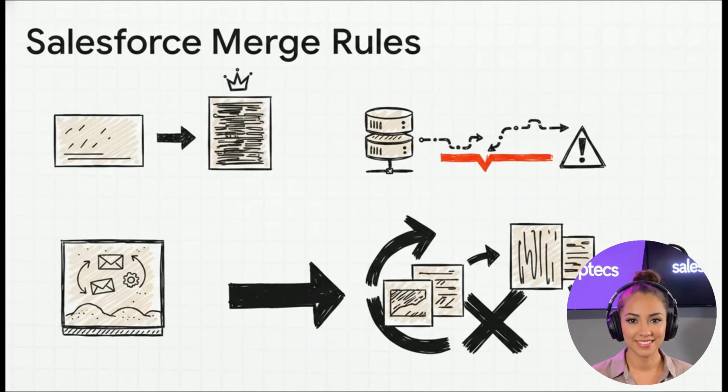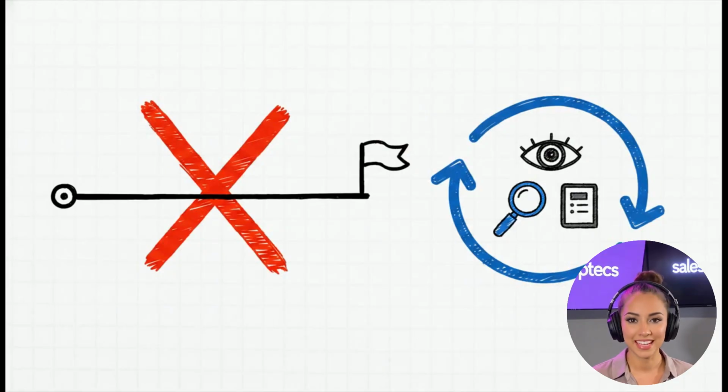And all of that brings us to what might be the single most important takeaway from this whole thing. This is not a set it and forget it spring cleaning project. Duplicates will always find a way back into your system. Building a real, lasting solution means creating an ongoing capability for your team. A process of monitoring, review, and governance to keep your CRM healthy for the long run.